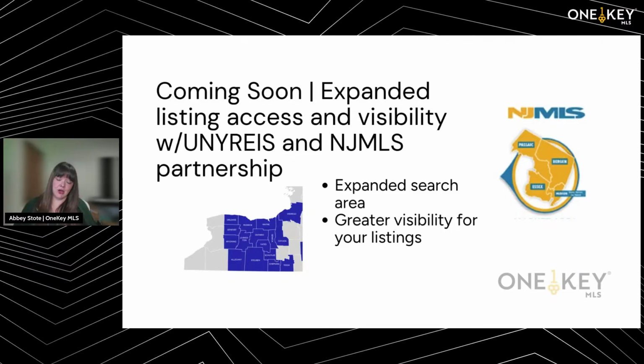This is coming soon, so obviously not added yet. But when it is launched, you'll be able to access it in Matrix. You'll log into Matrix, and at the top where there's search, add, edit, etc., there'll be a new tab for this expanded listing access with a drop down for either Uniris or NJMLS. You'll be able to click that, go into their Matrix portal, and search all of their listing information. Very exciting news. Hopefully it opens the door to more opportunity for our subscribers, and we're very excited to announce that.